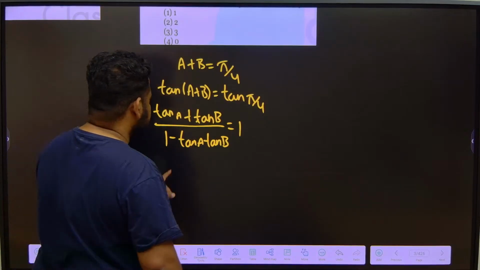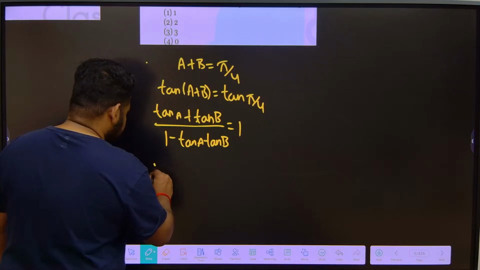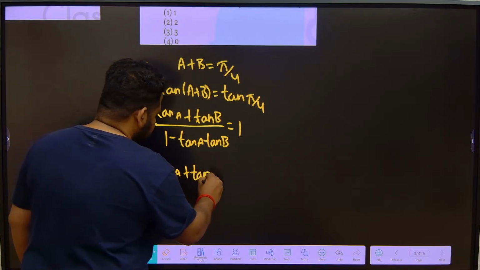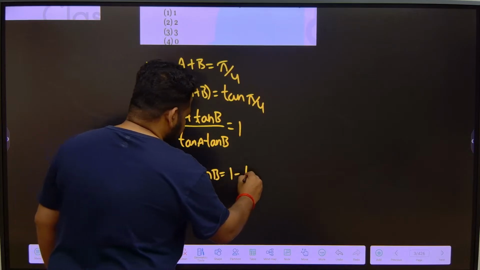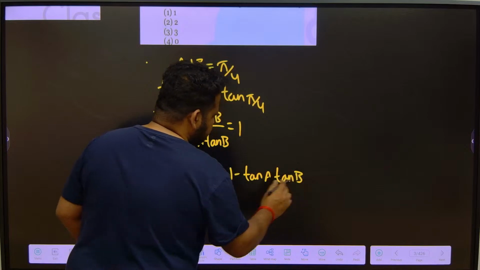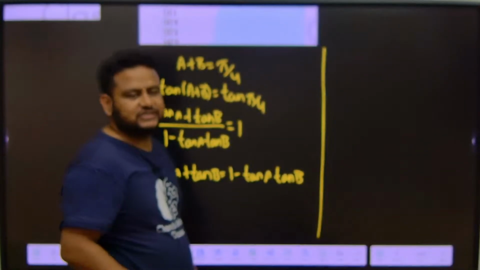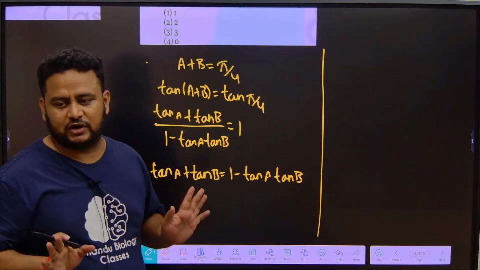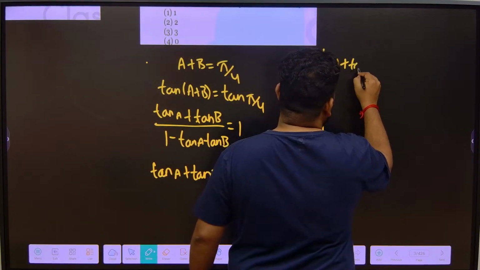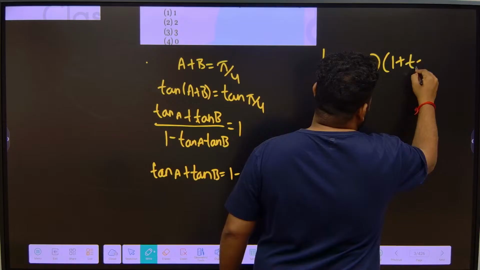Now if I send this to the RHS, this becomes tan a plus tan b equals 1 minus tan a tan b. This is what I have, and I will keep it like this. Now they are asking us to find 1 plus tan a into 1 plus tan b. What is the value of this, they are asking.